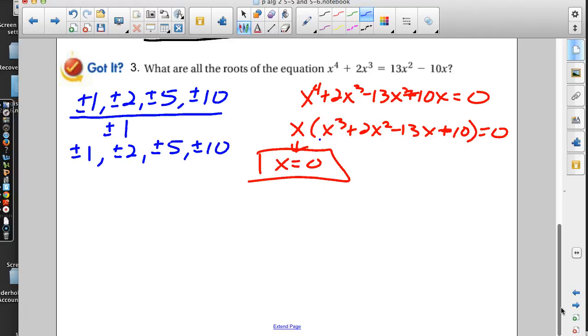Alex: So is it always 1 at the bottom? It isn't. Every once in a while we're going to see like a 2x to the 4th or something like that. Then we'll have factors of 2 on the bottom, which would be plus or minus 1 and plus or minus 2. And then on the top, it's always factors that go into the 10, the last number, which is the constant. Yes. Okay. So factors of the constant over factors of the leading coefficient.